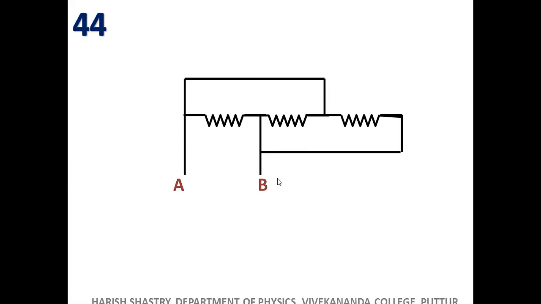Sir, I can push this A to this position. I can push B to this position. Then everything becomes parallel. See, this is a common end, right? These 2 resistors are common at this end. So we will make it parallel. So both the ends of all the resistors are made common.